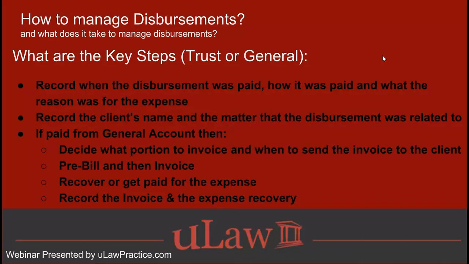For which client or matter was that particular disbursement? What was the type of disbursement? And how was it paid? Okay? And obviously a reason for that expense, whether it's mileage or travel time or application fee, would go a long way. This would go a long way when you have to reconcile your books, Trust and General, equally.